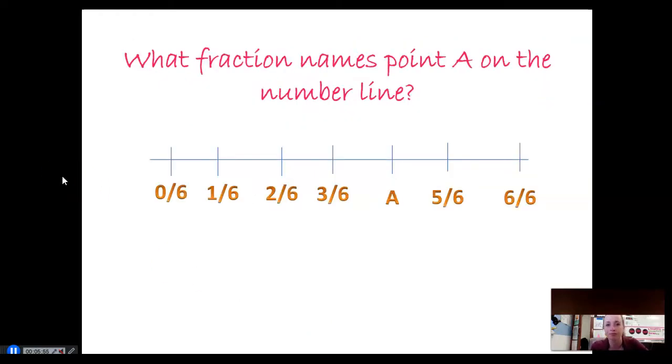All right, moving on. What fraction names point A on the number line? Here is point A. Please write a fraction on your board or your piece of paper to describe point A. Remember, number 1, your denominator or the bottom number never changes. What is your denominator? Well, I have a 6, 6, 6, 6, 6, 6. So what is your denominator? Your numerator always counts in order. 0, 1, 2, 3. What's here? 5, 6. Your answer is 4 sixths. Notice my denominator did not change.